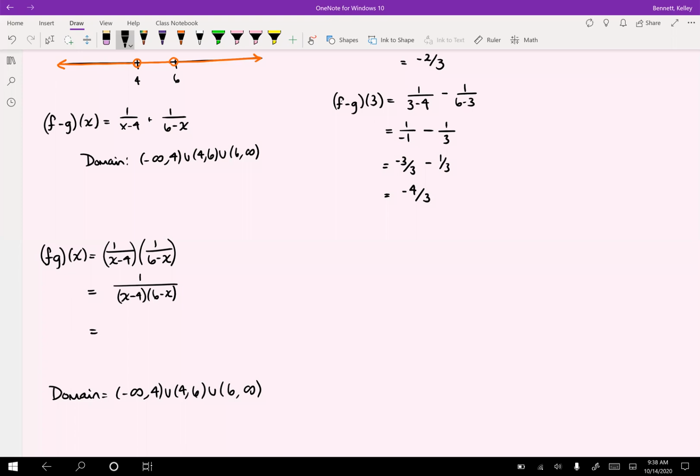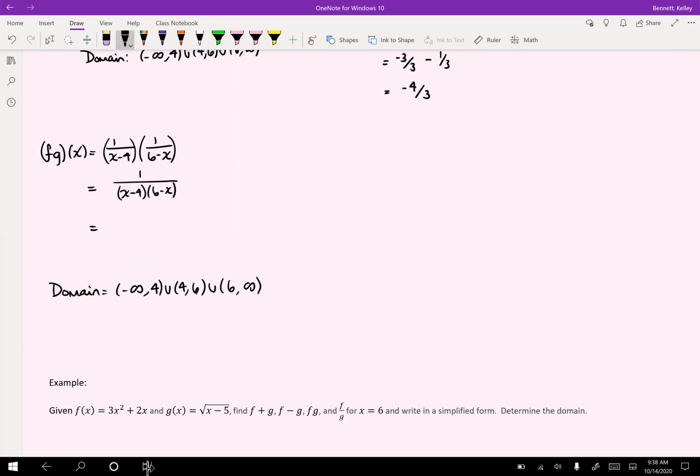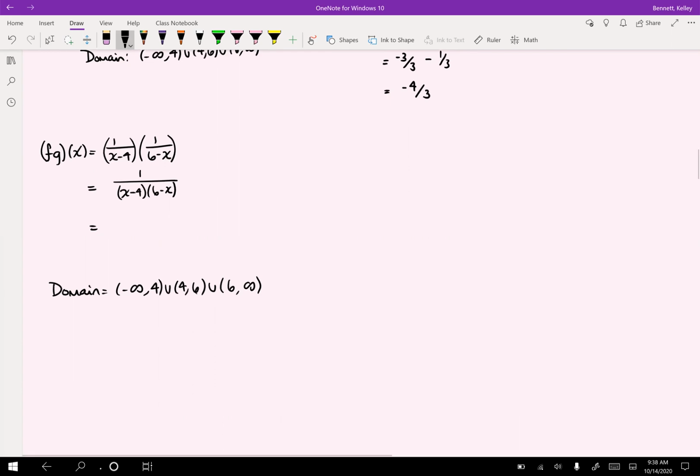So if I have x minus 4 and 6 minus x, I could expand that. I'm going to do that here in some scratch work area. So I'm a big fan of using the square. So if I have x minus 4 and 6 minus x, that gives me 6x minus x squared minus 24 and 4x. So if I wanted to write this in a simplified form, I would write in my denominator negative x squared plus 10x minus 24.